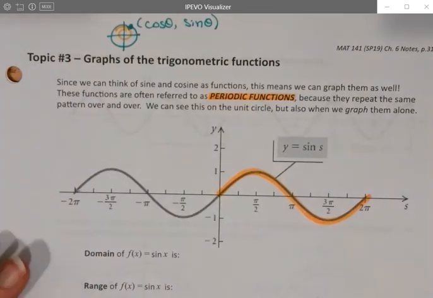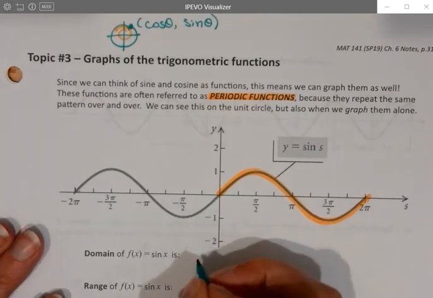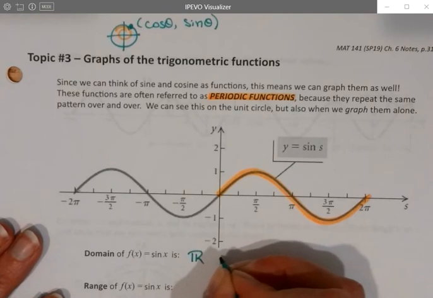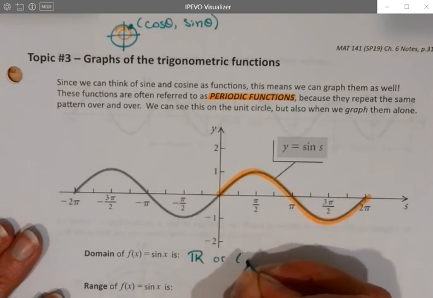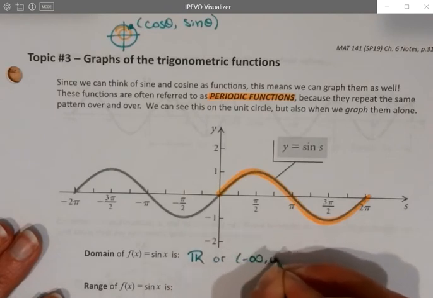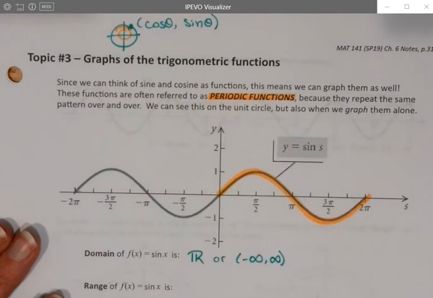So looking further at this graph, the domain of sine of x is all real numbers because you can plug any angle into it. We already mentioned that before. So all real numbers in set notation, or negative infinity to infinity in interval notation.